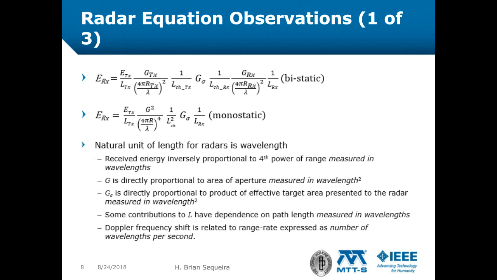The gain of the antenna is proportional to its aperture area measured in squared wavelengths. Analogously, the scattered energy from a target is proportional to its cross-section measured in square wavelengths. Some contributions to losses have dependence on path length measured in wavelengths, and the Doppler shift in frequency is directly proportional to the target's range rate, expressed as the number of wavelengths per second.